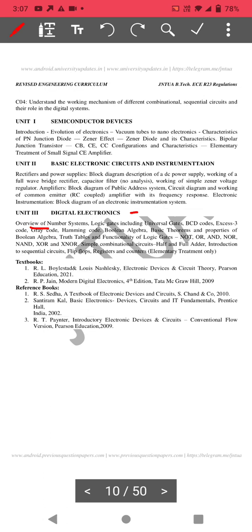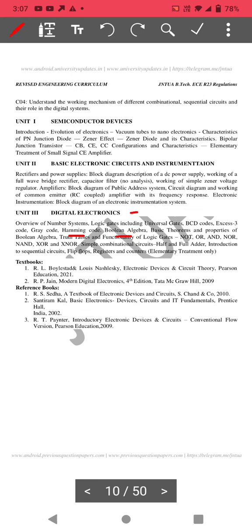Hamming code and gray code both are very important. These codes are unweighted codes, non-weighted codes, but BCD code is a weighted code. And another important question for essay question is Boolean algebra.